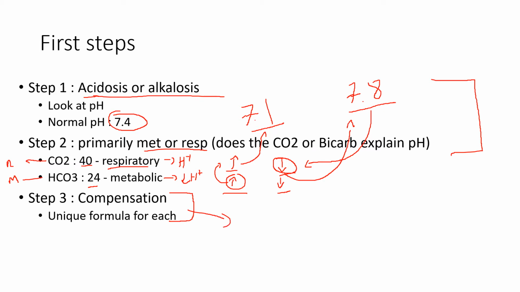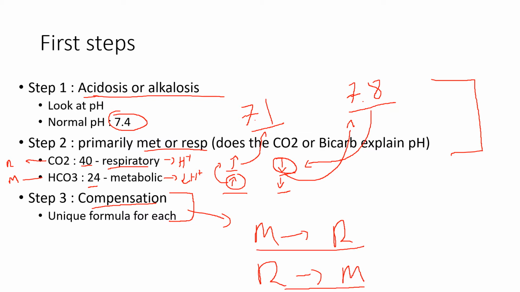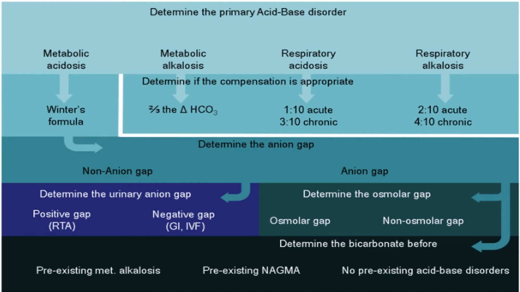So is our primary disorder compensated for? You have to realize that metabolic is always compensated by respiratory, and respiratory is compensated by metabolic changes. So they're compensated by their opposites. Okay, so here's our algorithm. We'll go through this one more time at the end, but just as a quick introduction.